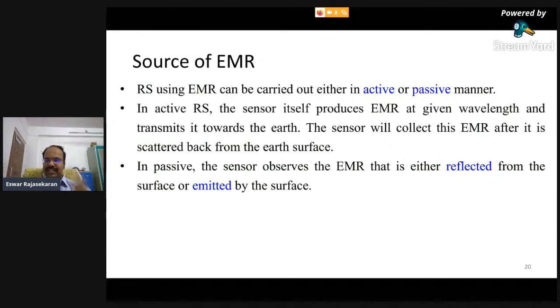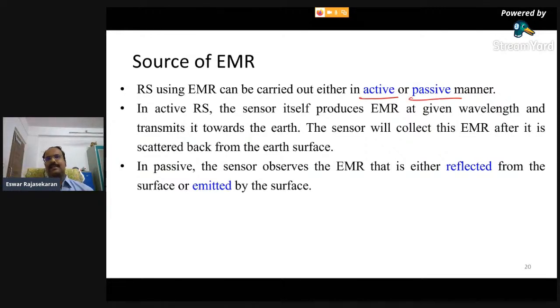So each and every object on this Earth's surface is itself a source of EMR. Or, on the other hand, the sensor itself can produce its own EMR. There are sensors called radar or lidar which can send their own signal, and it falls on the object and comes back. They record that particular energy and try to form images out of it. So remote sensing can be carried out either in an active manner or a passive manner.